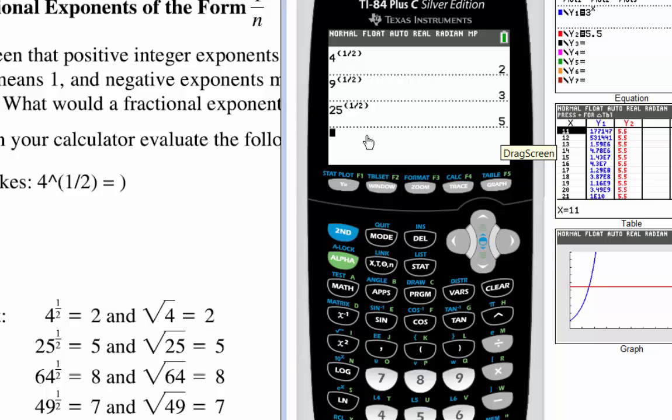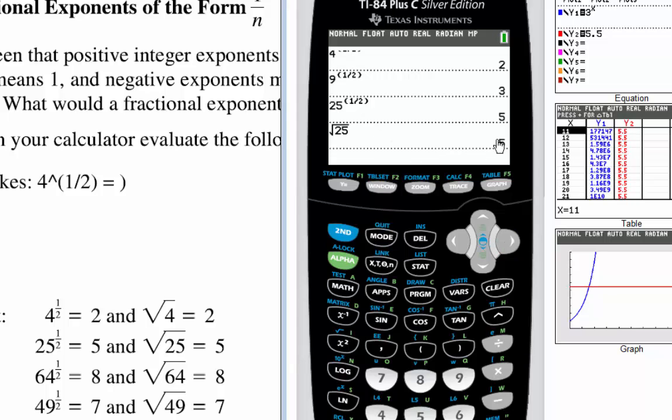So I guess what I'm trying to say here is raising a base to 1/2 is the same as taking the square root of that base, right? So 25 raised to the 1/2 is the same as saying the square root of 25. And you'll see I have the square root of 25. I press enter, right? There's no difference. Whether I say 25 to the 1/2 or the square root of 25, I get the same answer.